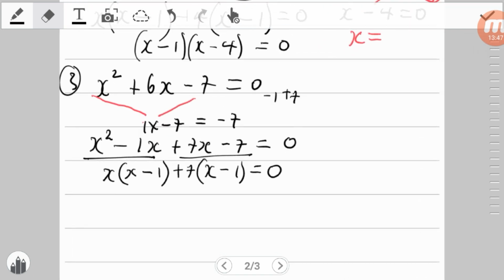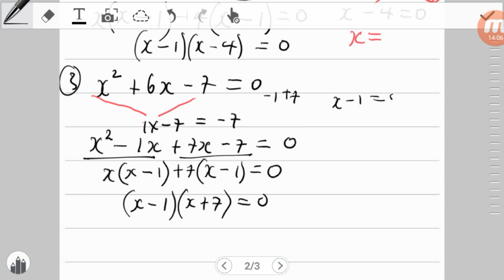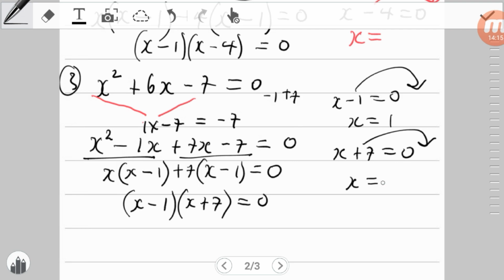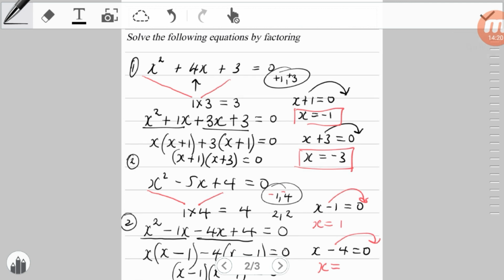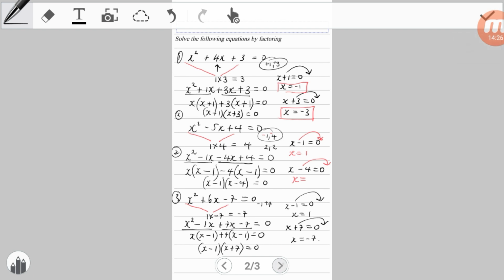So what we have now is simply common factor here is going to be x minus 1, and the remaining factor is going to be x plus 7 equals 0. So therefore then, we have a product of two binomial expressions. Therefore, x minus 1 is going to be equal to 0, and x plus 7 is equal to 0. Transposing here, we end up with x being equal to 1. Transposing here, we end up with x being equal to minus 7. Okay, and that is basically how we can solve a quadratic equation by the factoring technique.